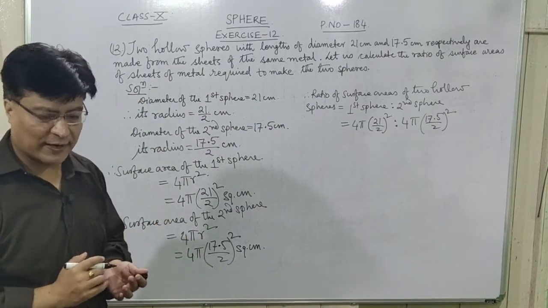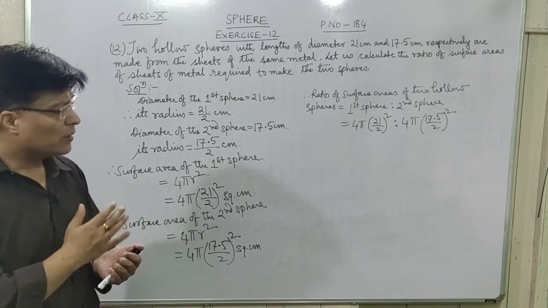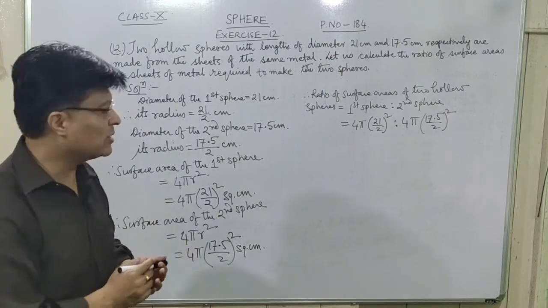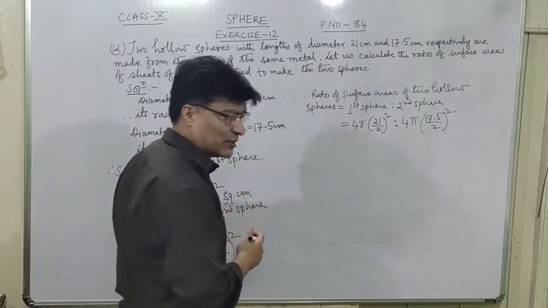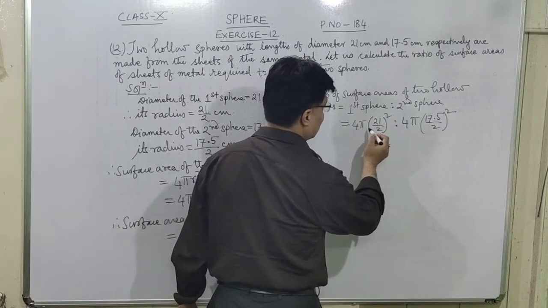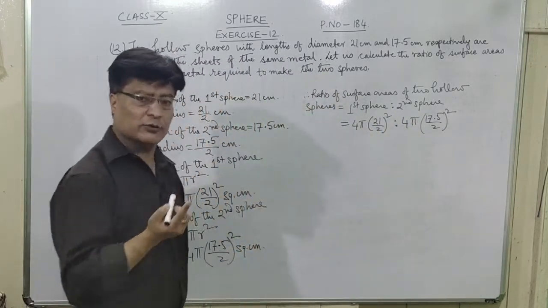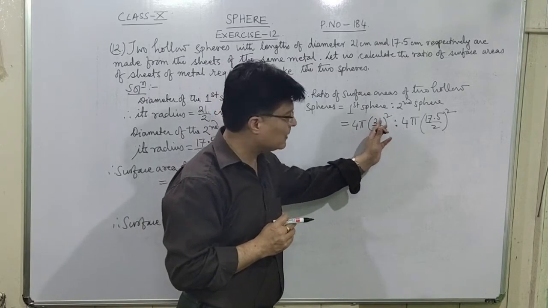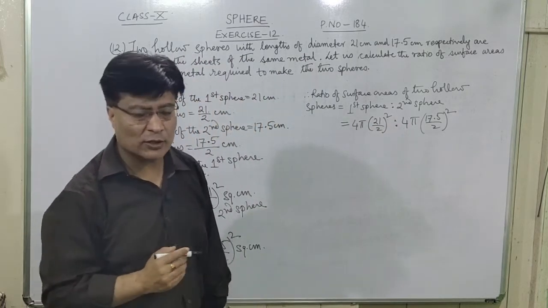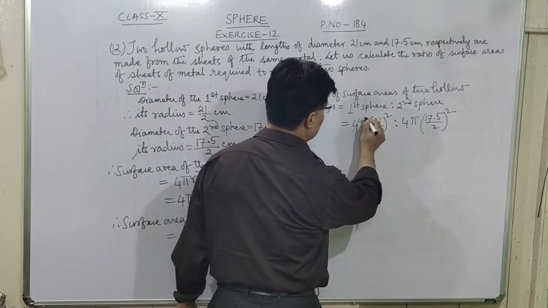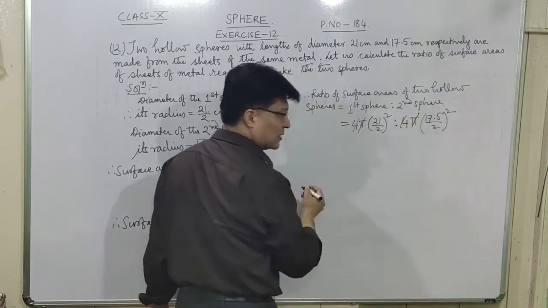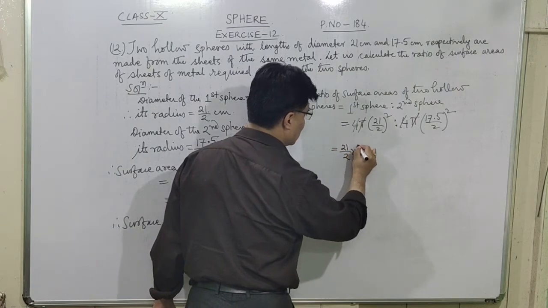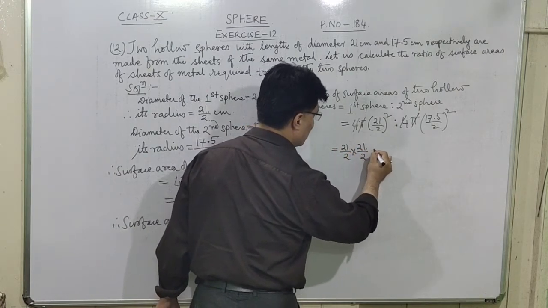So let us simplify it. In terms of ratio, you can cancel the similar term in both these terms. This is known as the antecedent and this is known as the consequent. You know that in a ratio, the first part is the antecedent and the second part is the consequent, right? So here this 4 pi gets cancelled. So (21 by 2) whole square means 21 by 2, you have to write it 2 times.